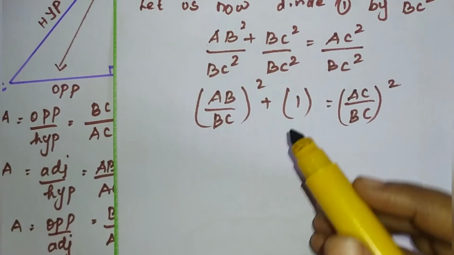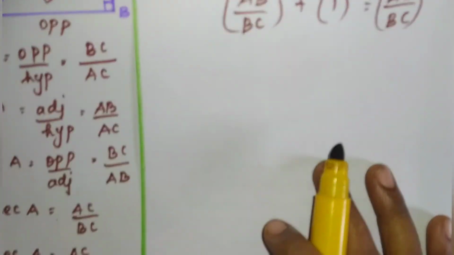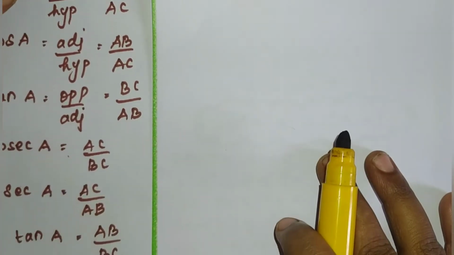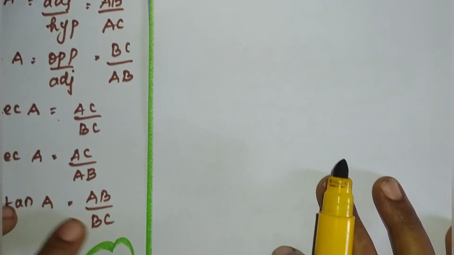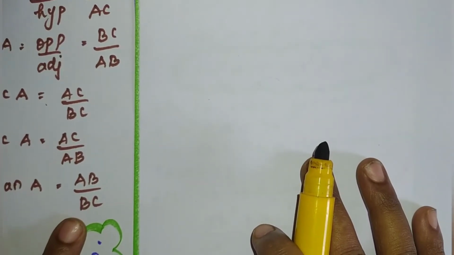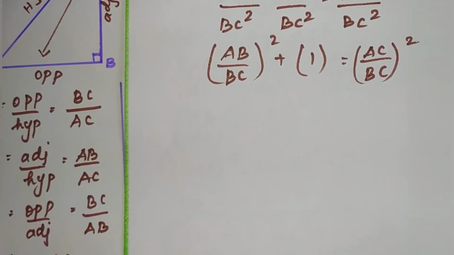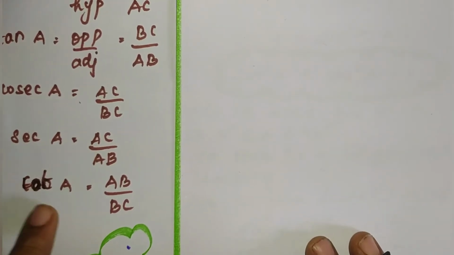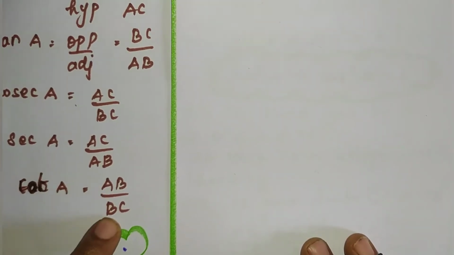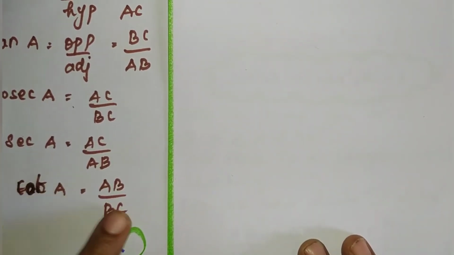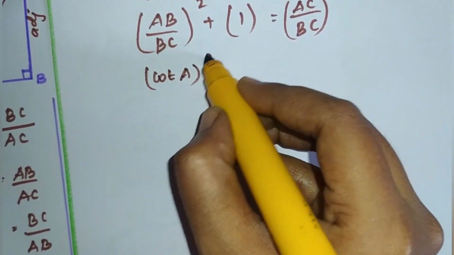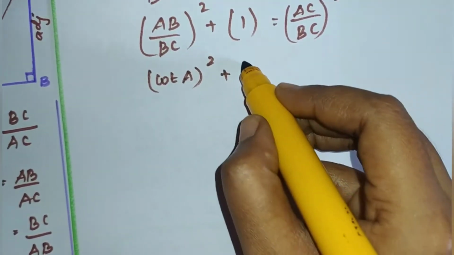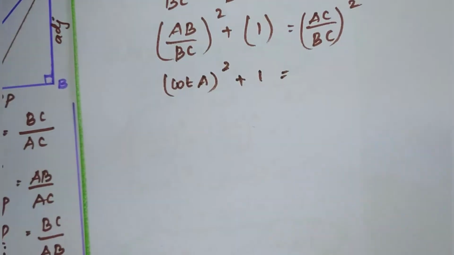Now tell me what is AB divided by BC. This is not tan, this is cot. AB divided by BC is cot. Cot A the whole square plus 1 is equal to AC divided by BC.